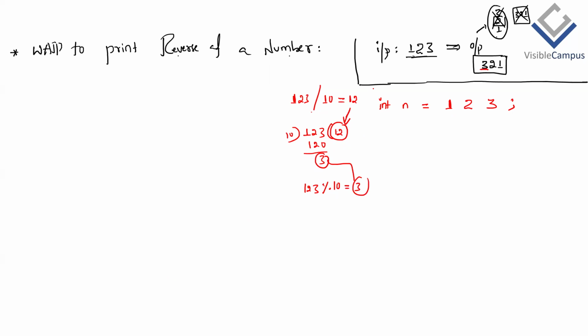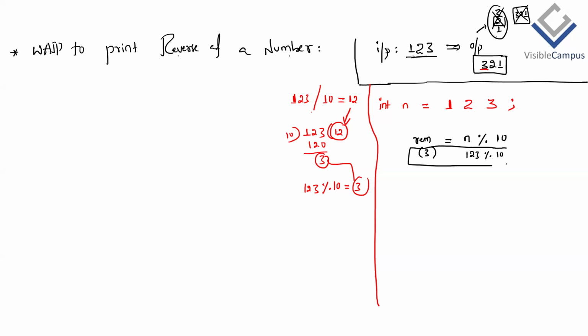So now my question is, from 123, how to get 3? If you write n modulo 10, will it become 3 or not? Yes or no? So can I call this the remainder, 3, in this scenario? 123 modulo 10 will become 3. Correct or not? First step.